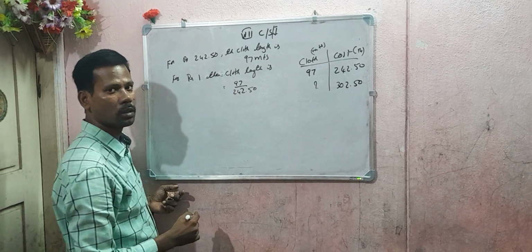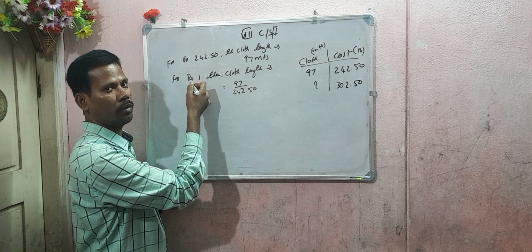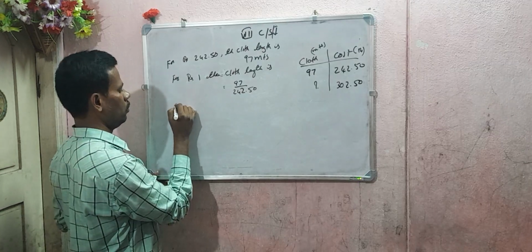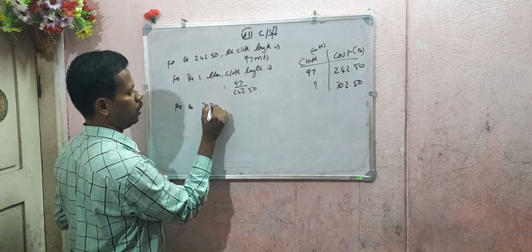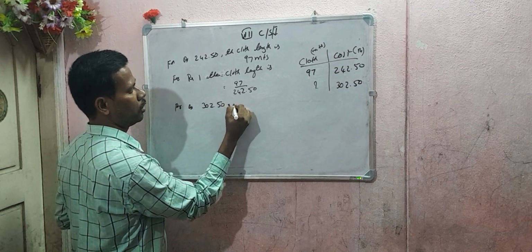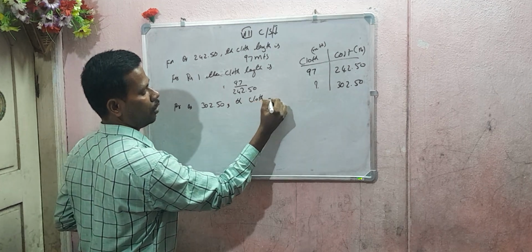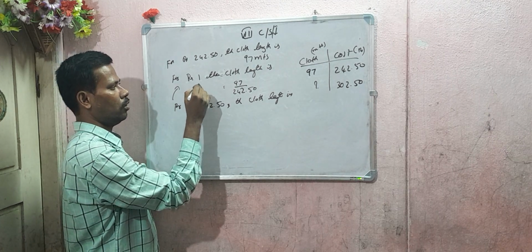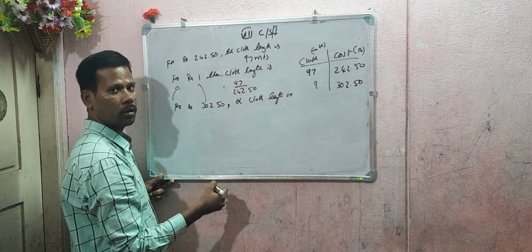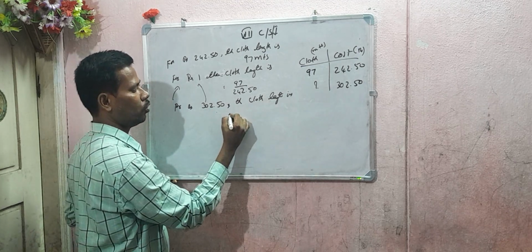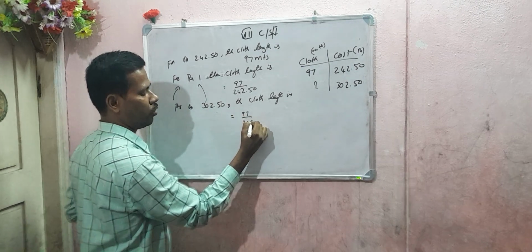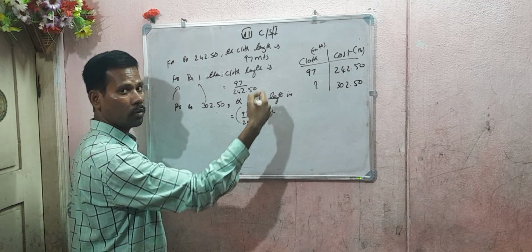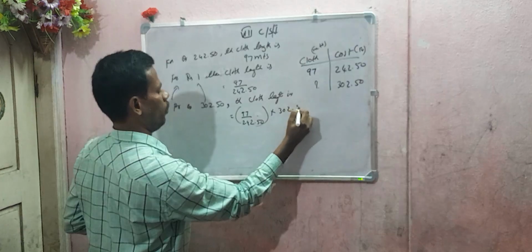242.50. Obviously it will be less because you have only 1 rupee. You will purchase less. If you have more rupees, you will purchase more. Now for rupees 302.50, the cloth length is... Now compare this and this. Now you have more money, therefore you can purchase more length. 97 by 242.50 into 302.50, which gives more when you multiply.